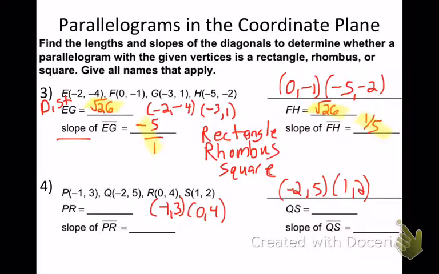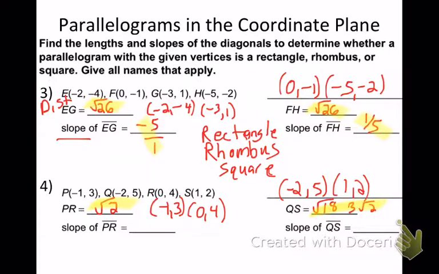All right, number 4, Simeon, give me the distance for PR. Is that the first one? Yep, square root of 2. The distance is square root of 2. Then I want the distance for QS. Jeremiah, do you have the distance for QS? 3 square root of 2. Yep, we get square root of 18, which is 3 square root of 2. Are my distances the same? Nope. So it's not a rectangle.